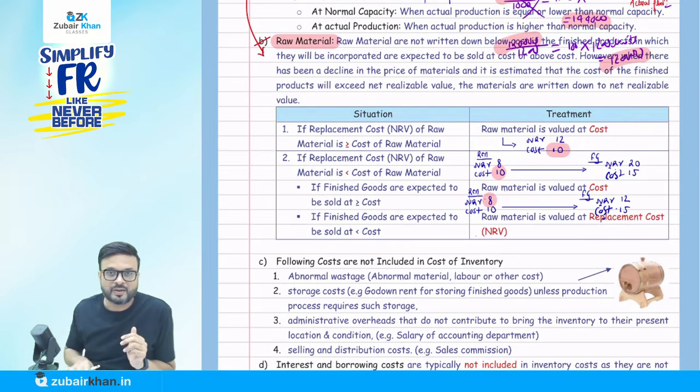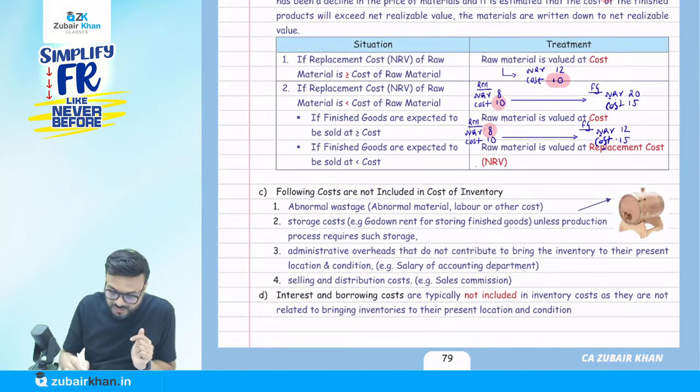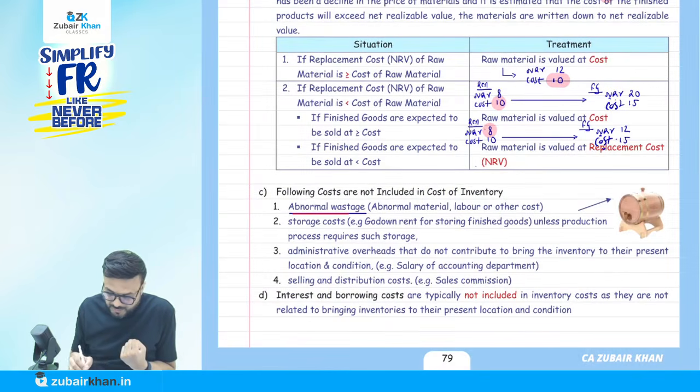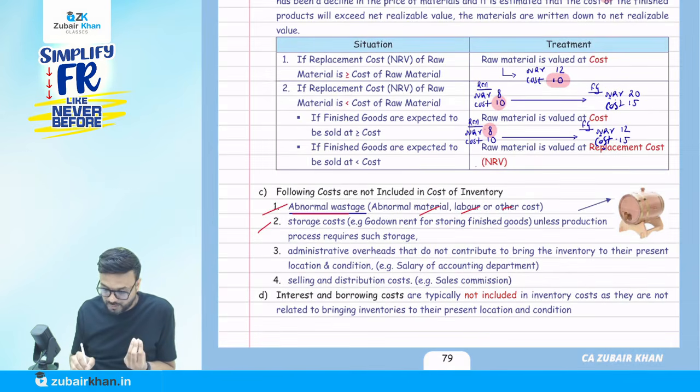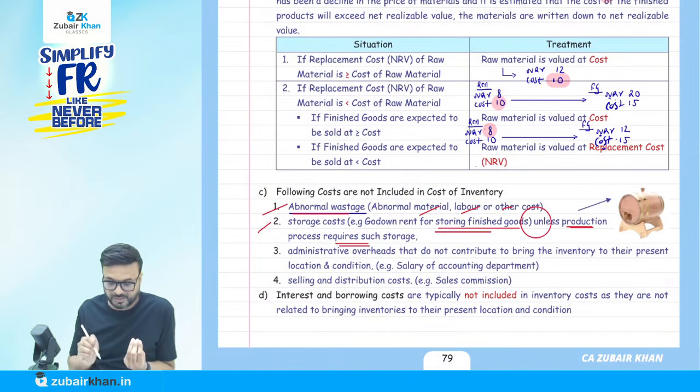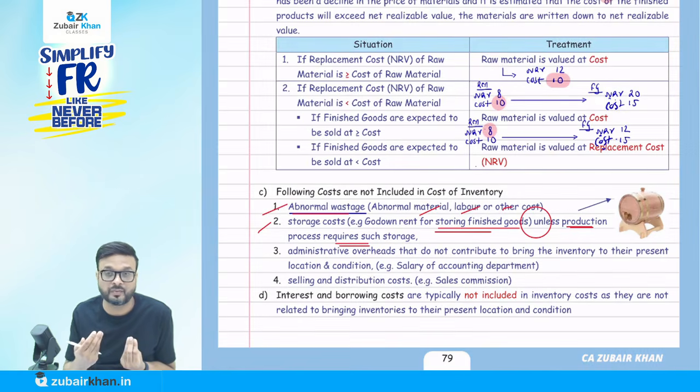the valuation. Now there are a few points we don't consider in the cost of the finished goods. That is abnormal wastage, if we have any. So abnormal wastage we don't consider. Storage cost generally we don't consider. Example, the godown rent for storing the finished goods, unless the production process requires such storage. It means the production process makes such storage mandatory.